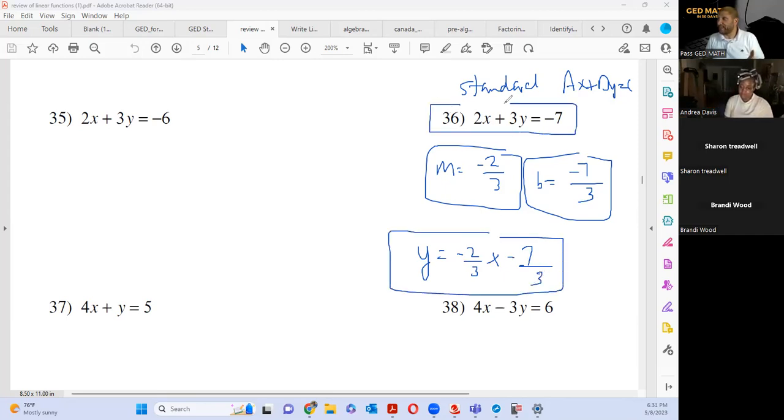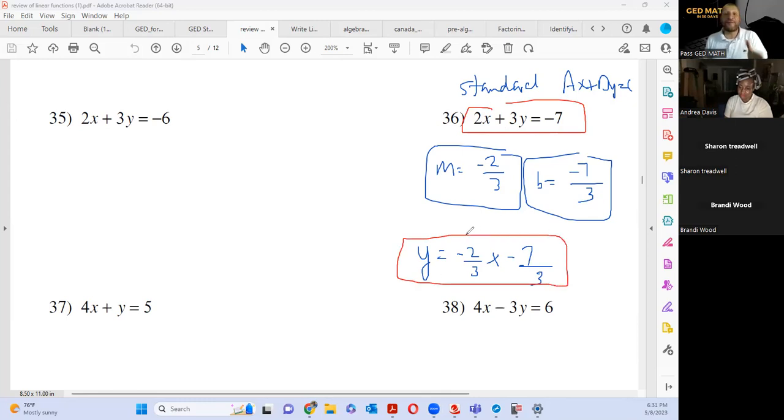These are the same exact equation. In fact, let me put those in red. These are the same exact equation in different forms. That's what causes the confusion. You have to be able to identify a linear equation in different forms. The first form was standard form. The last form is slope-intercept form.